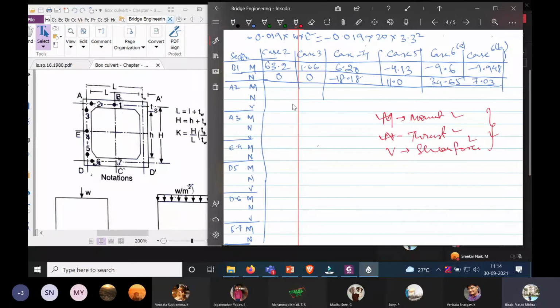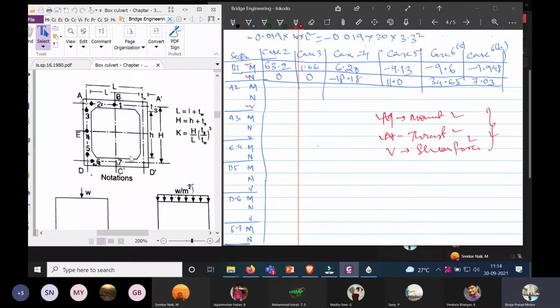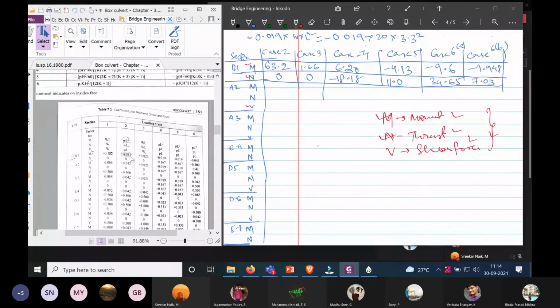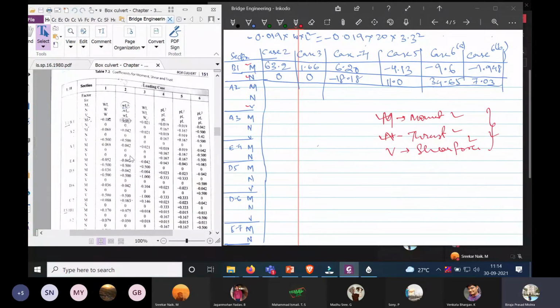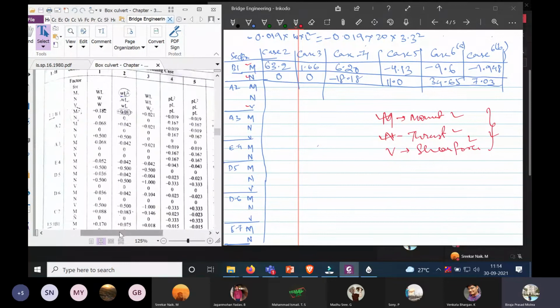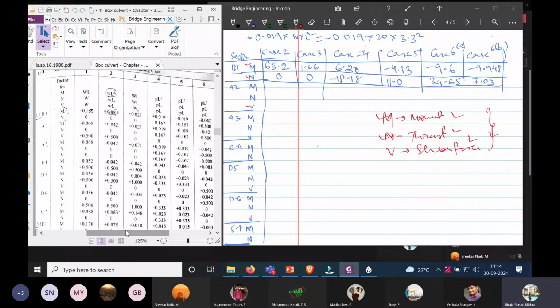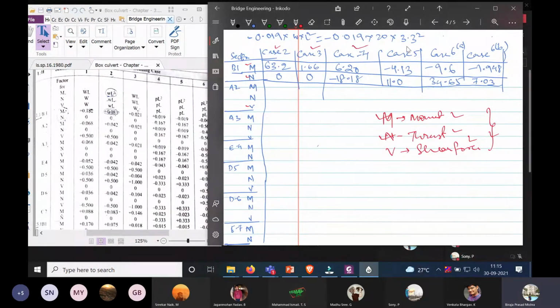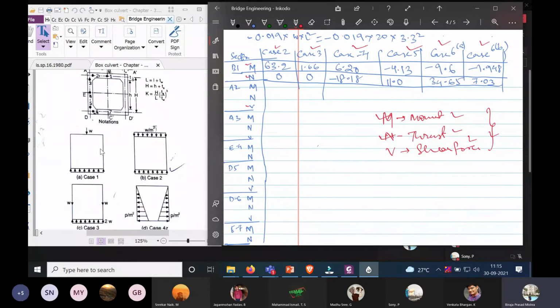So now how we need to calculate the moment and the shear force and the thrust over here. Here you can see a table has been developed. I hope this table is visible to all of you. A table has been developed for the different load cases: case 2, case 3, case 4, case 5, case 6 and A and B. So what are these different cases? The different cases are these.